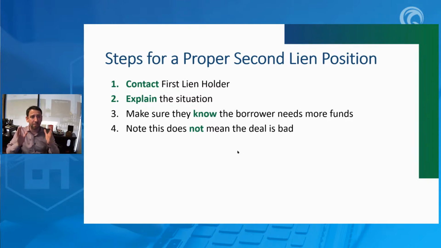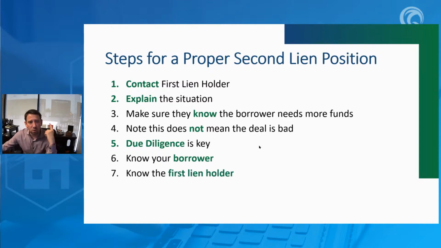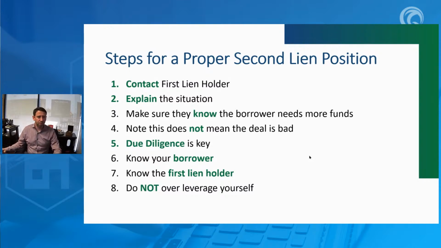So notice that's not what happened here. This is not a gap funding deal. Due diligence is key. Mitch knew who the borrower was. He knew who the first lien holder was. He knew how to structure it. He knew all this stuff, and he did not want to over leverage himself.